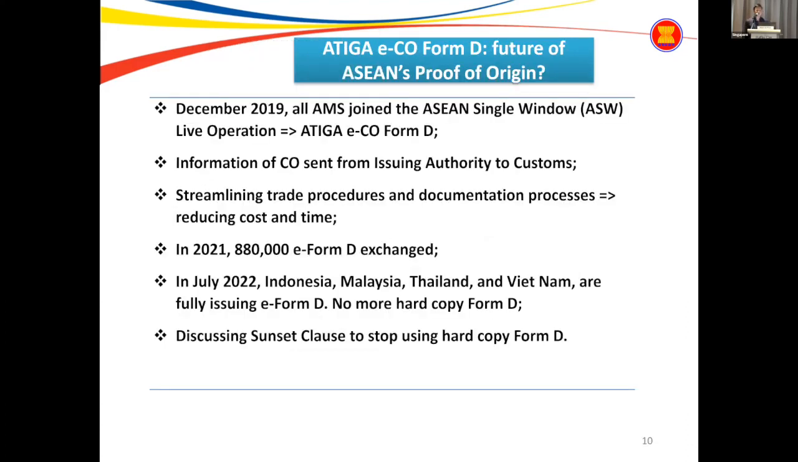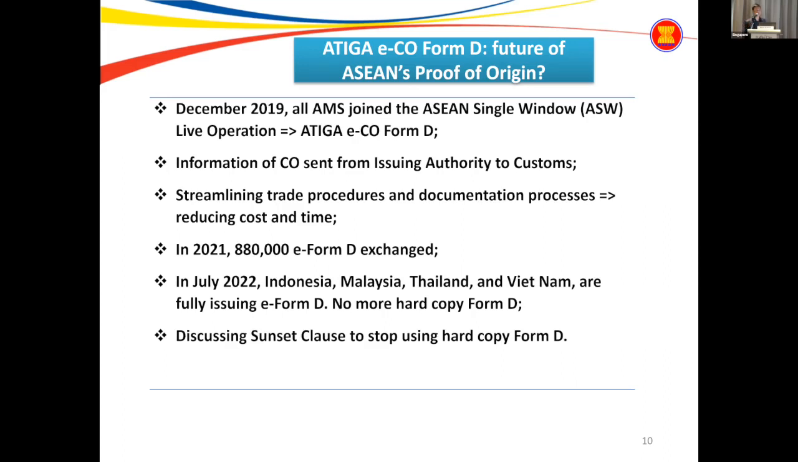I would like to introduce the ECO. ECO was also implemented in December 2019, and ASEAN uses the ASEAN Single Window to transfer the data. As of now, in 2021, nearly 900 CO forms have been exchanged, and currently 4 countries have fully implemented it. Other countries implement both ECO and hard copy CO. But these 4 countries implement it fully.